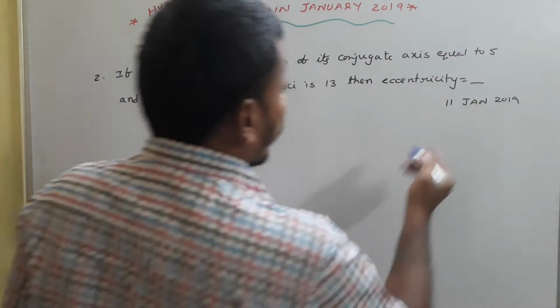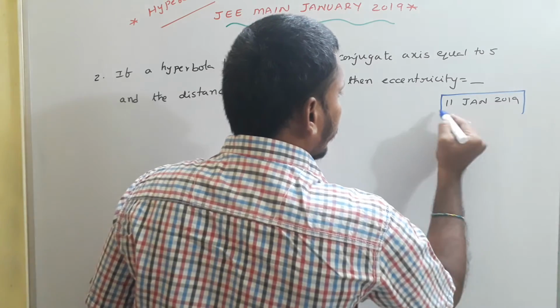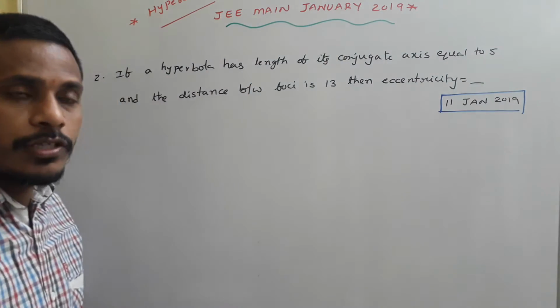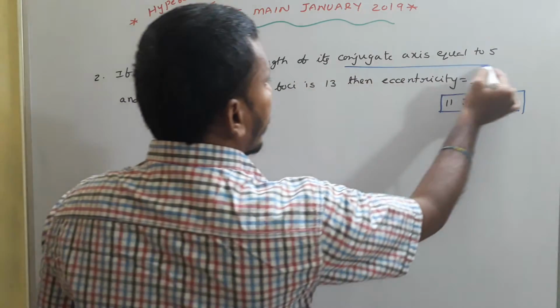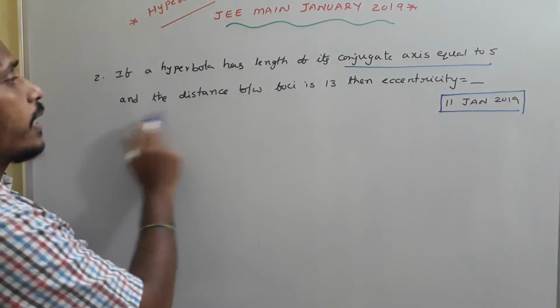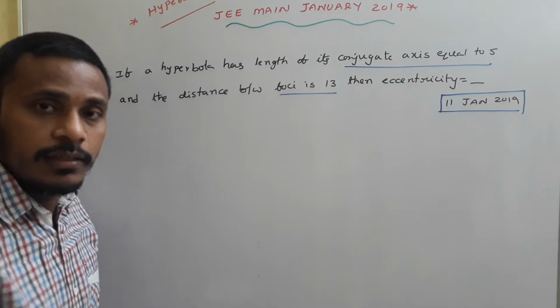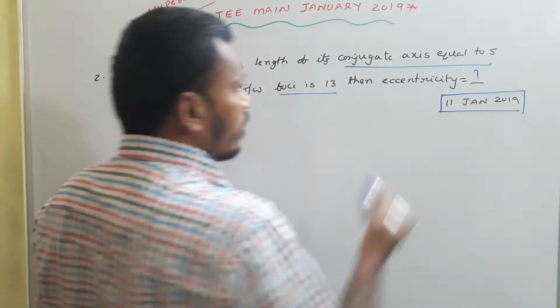This next question is from 11th January 2019. Again, very simple, based on the standard hyperbola. A hyperbola has a conjugate axis of length 5, and the distance between foci is 13. We need to calculate its eccentricity.